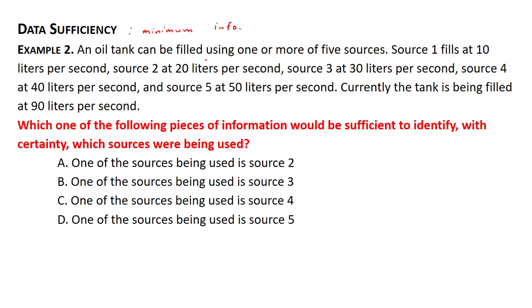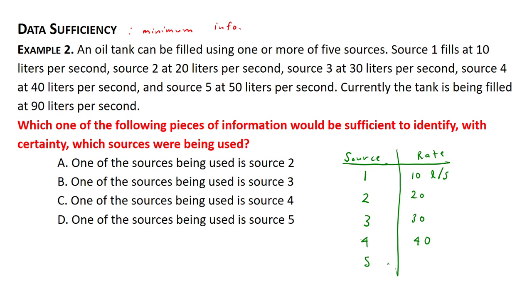An oil tank can be filled using one or more of 5 sources. So that means we have 5 sources. Source 1 fills the tank at 10 liters per second. So the rate at which the tank is filled is 10 liters per second. Source 2, 20 liters per second, and so on. Source 3 at 30 liters per second, source 4 at 40 liters per second, and source 5 at 50 liters per second.